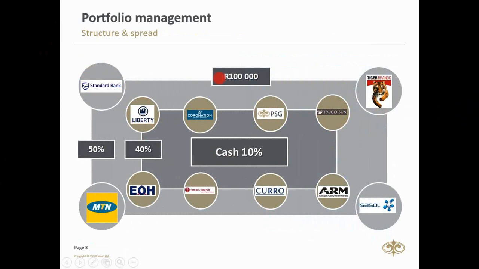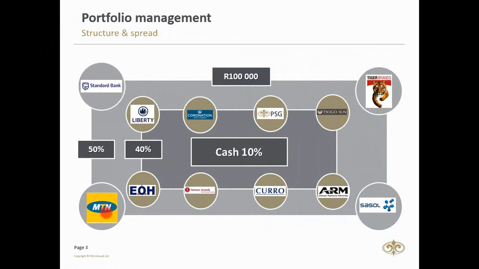Okay, so if I had 100,000 Rand and my goal was to build a portfolio of roughly between 8 and 12 different shares, in this situation, again as an example, let's say I want to allocate 50% of my funds, most of my funds, to good quality large cap stocks. So these corner stocks are the top 40 stocks. So there's my Standard Bank, my MTN, Sasol, and Tiger Brands.